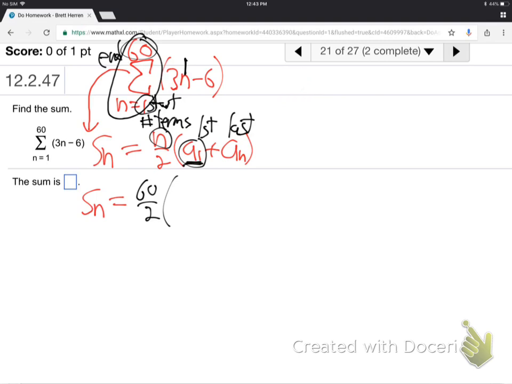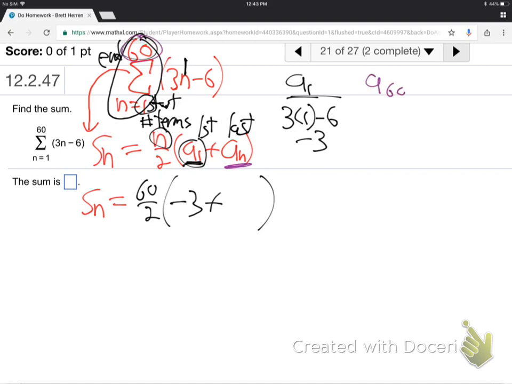A sub 1 means plug 1 into that formula. Negative 3. Everybody see how I did that? Just plug 1 into that formula. How do you find the last term? A sub n means what? Plug 60 into that formula. A sub 60 is the last term, isn't it? Plug 60 in. What's that? 180 minus 6, 174. There we go. Everybody see how I found that?